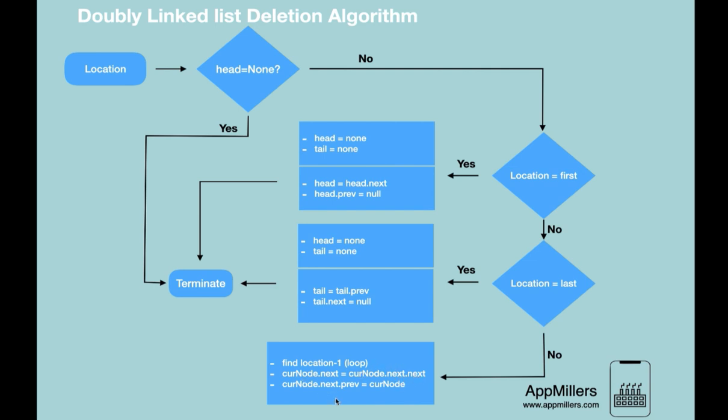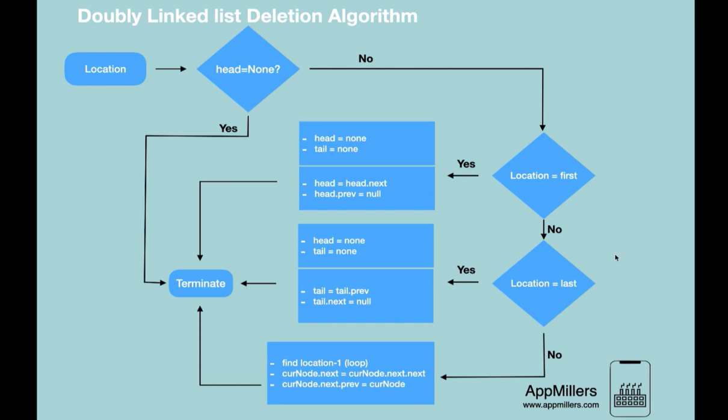So then we need to create a reverse link between these nodes. So if we set current node's next reference and previous value to current node, it creates a reverse link between the node which is located after the next node and current node. So after doing this step, we delete the node which is located at any given location in our double linked list. So with this, we complete our algorithm over here.